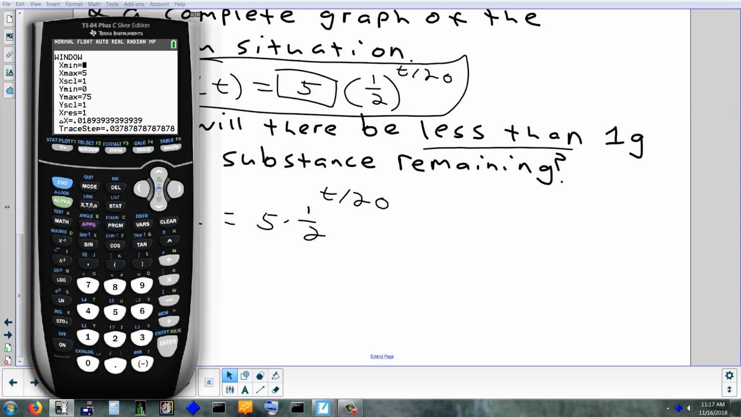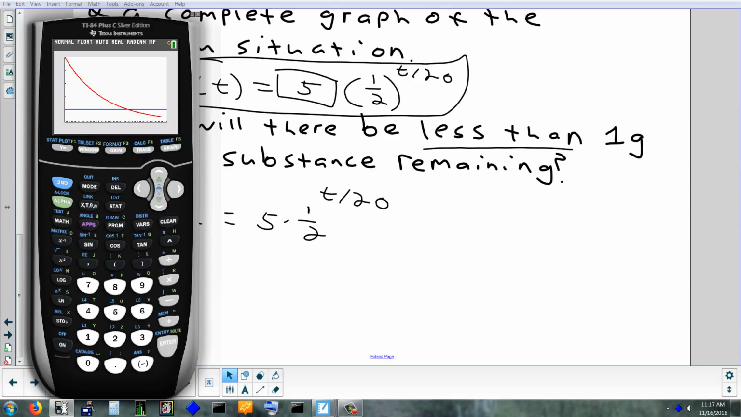Oh, I switched my x and y. So x max is going to be 75. That's days. Y max is going to be 5. Now we should be perfect. Okay, so there's the amount of substance I have left decaying.